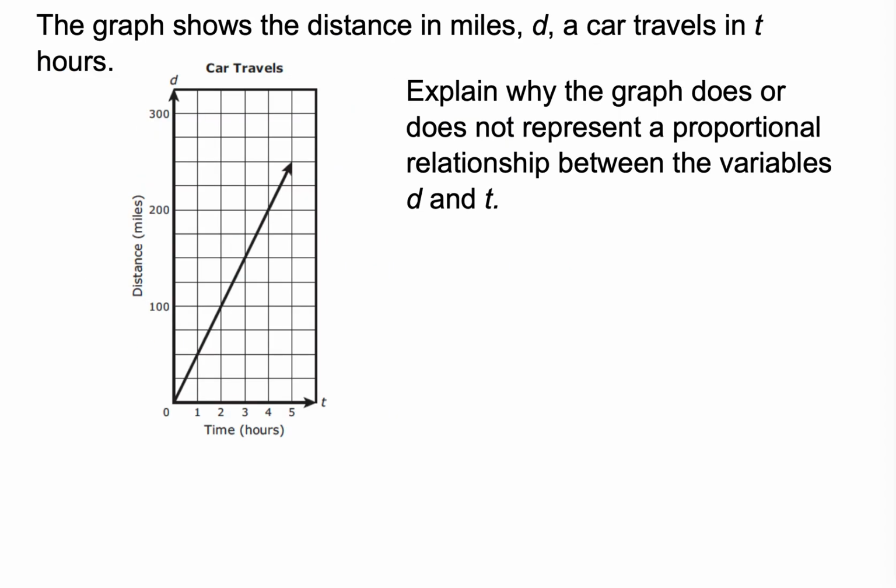Let's take a look at this next one. The graph shows the distance in miles, d, a car travels in t. Explain why the graph does or does not represent a proportional relationship between the variables d and t. Go ahead and pause the video and answer this question on your own.